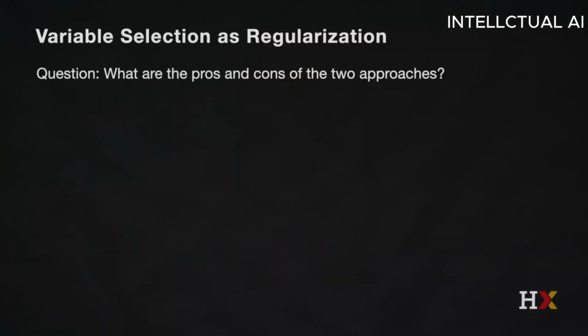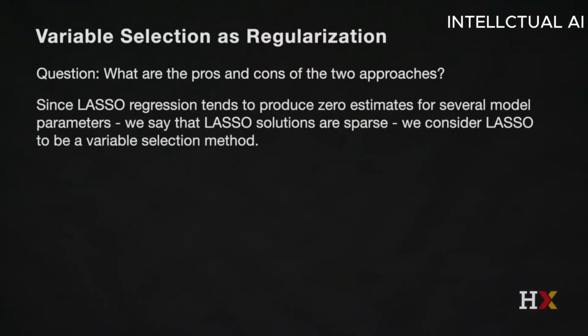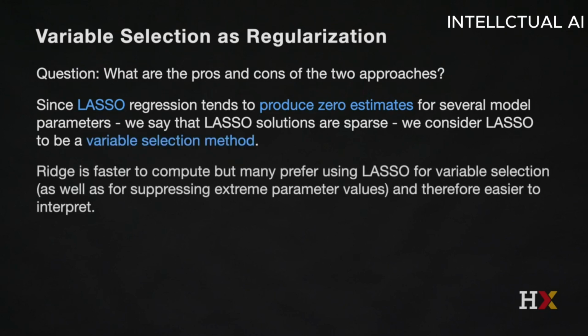And that brings us to the conclusion that since lasso regression tends to produce 0 estimates for a number of model parameters, we consider lasso to be a variable selection method. Ridge, on the other hand, is faster to compute, but many of us prefer lasso for variable selection and therefore easier to interpret.